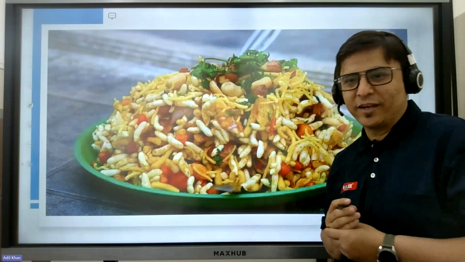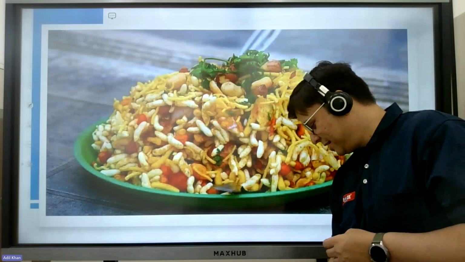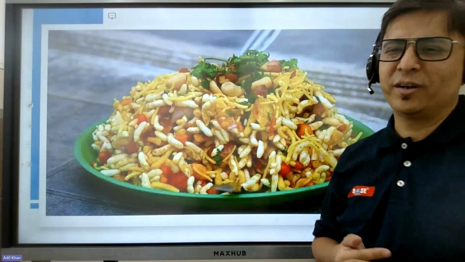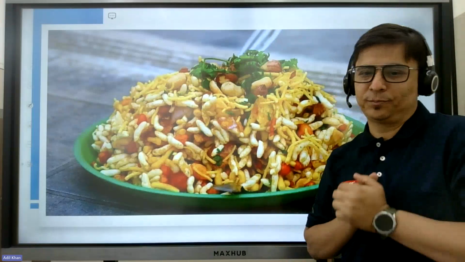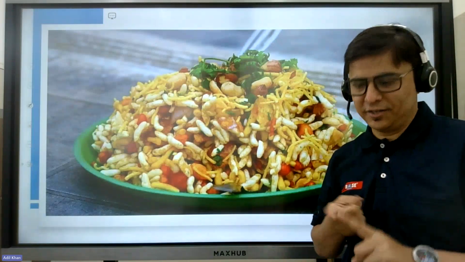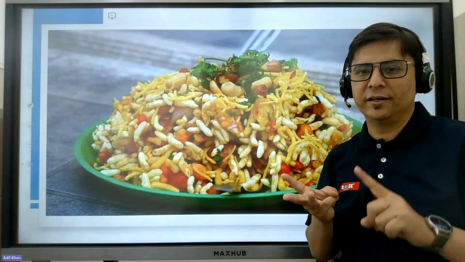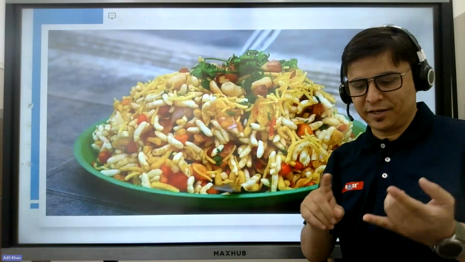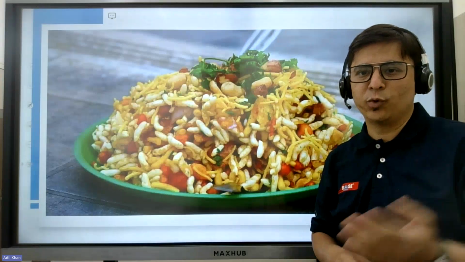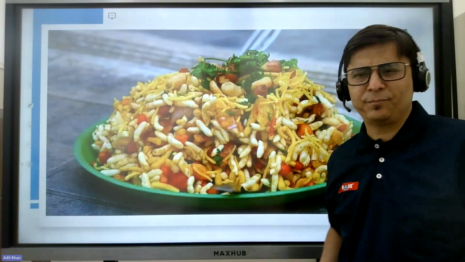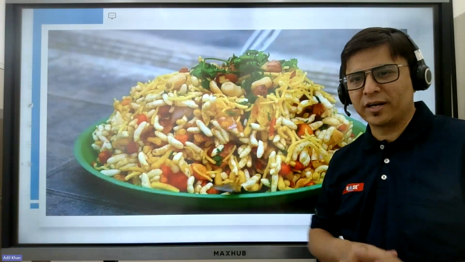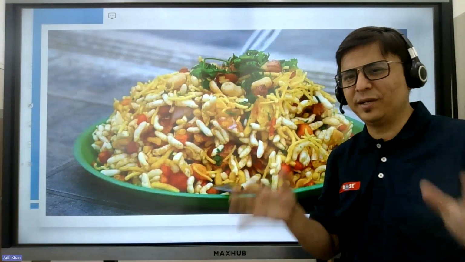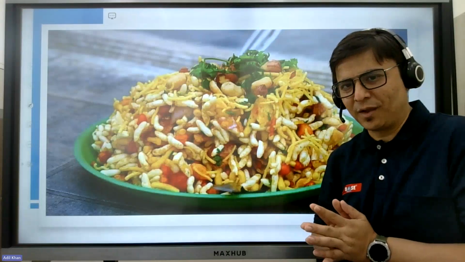Now, what is bhel puri? Basically, it is one of the famous Indian snacks, which we consume whenever we are neither too hungry nor too full. It is made of puffed rice, tomatoes, onion, spices, cornflakes, and sev. Then you put coriander, and with some oil for garnishing, you mix it and eat it. It tastes yum with multiple Indian flavors inside it.